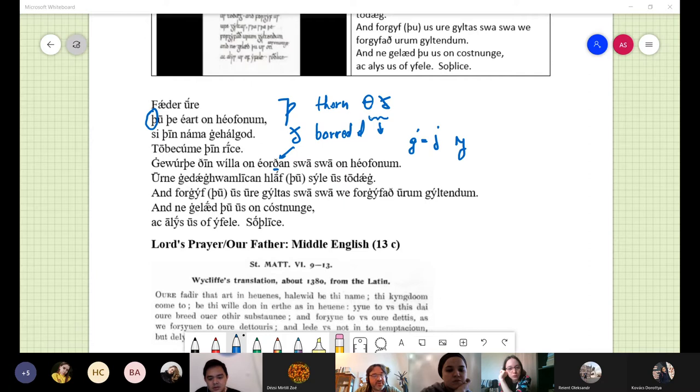So you have the word we, that's we, of course, right? For youth, urum gültendum. Well, this word was exchanged with the French word, right, debtors, somebody who owes you something, right? But it's the same stem as the word guilt. So you owe something to somebody in the same way as they owe that to you, right?